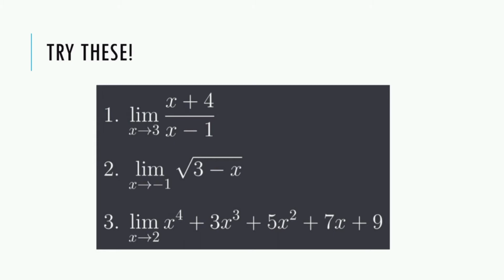The limit of x plus 4 all over x minus 1 where x is equal to 3. The limit of the square root of 3 minus x where x is equal to negative 1, and the limit of x raised to the 4th plus 3x raised to the 3rd plus 5x squared plus 7x plus 9 where x is equal to 2.